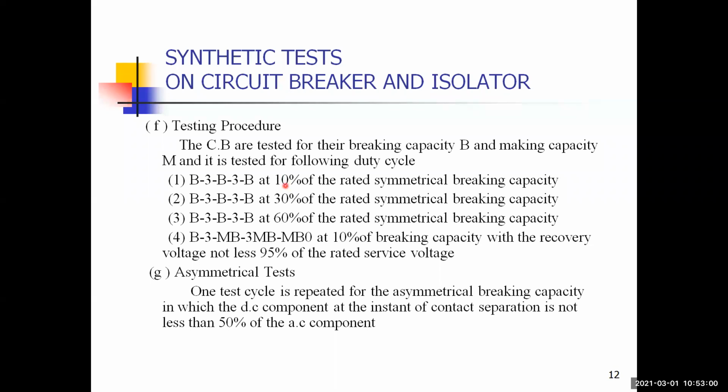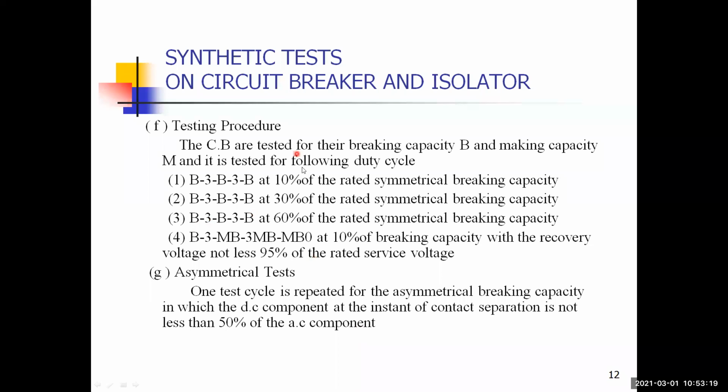If it is a success, then go for 30%. If it is a success, then go for 60%. After this, after the symmetrical test, one test cycle is repeated for the asymmetrical breaking capacity, with the DC component at the instant of contact separation not less than 50% of the AC component.